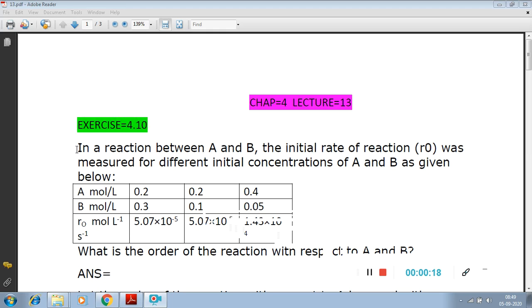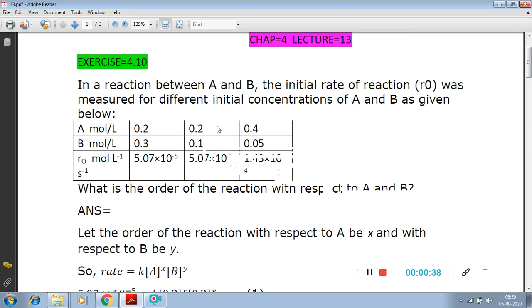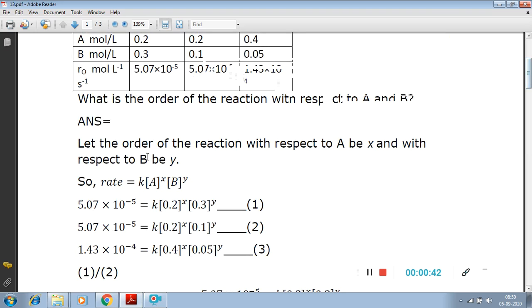The question is like this: in a reaction between A and B, the initial rate of reaction R0 was measured for different initial concentration of A and B as given below. What are the rate of reaction respect to A and B?